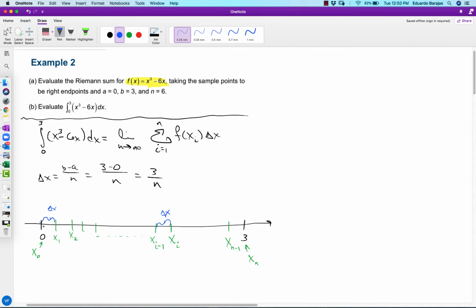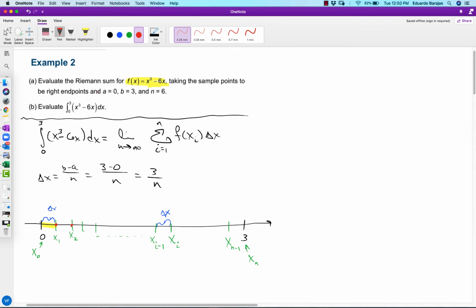And we learned that we can use any sample points within the base of any rectangle. So why not use the right endpoint, right? So we'll use the right endpoint rule, meaning that for every rectangle I draw, I'm going to have delta x as a base, and then the height of that rectangle will be determined by the right endpoints. So x sub 1 will be used to determine the height of the first rectangle. f of x sub 1 will be the height of the first rectangle. f of x sub 2 will determine the height of the next rectangle, and so on and so forth.